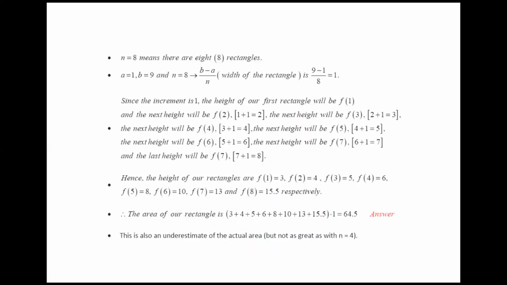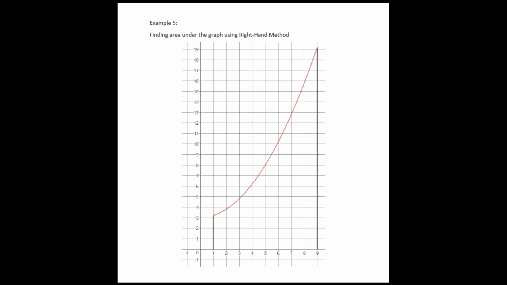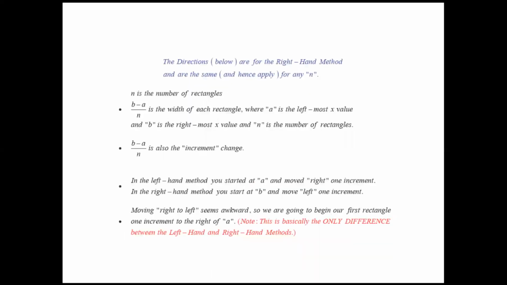Now, let's revisit this graph with nothing on it right now. And what we want to use is the right-hand method. Now, with the right-hand method, your first rectangle is going to be over here on the right side, okay? That's the only difference. Your b minus a is the same, okay? And it's still your width and still your increment, but where in the left-hand method we start with A and move over towards, but not to B, with the right-hand method, we're going to start with B and move to the left, but not to A.